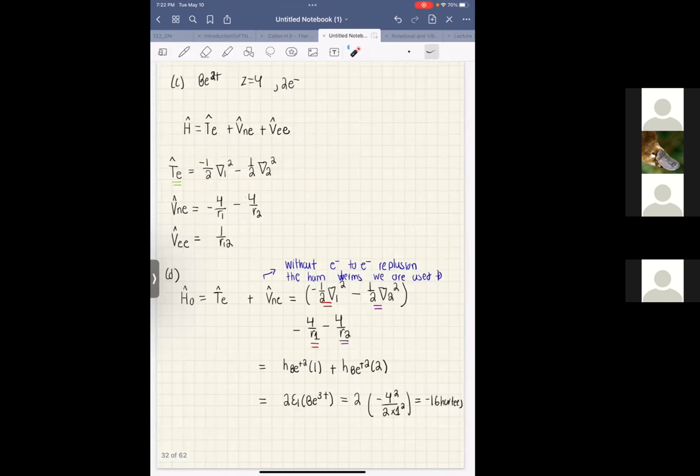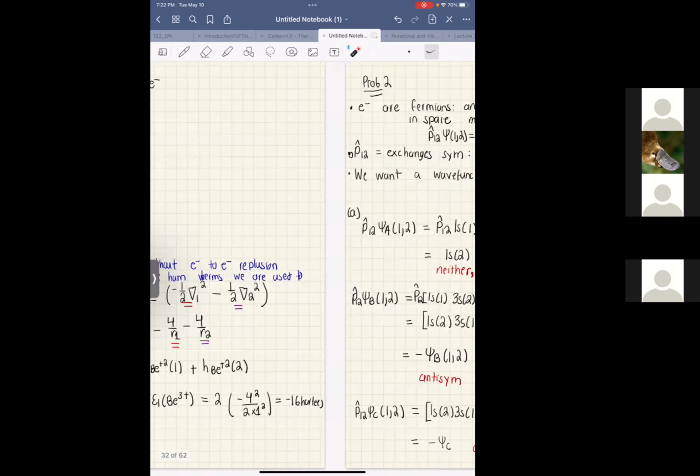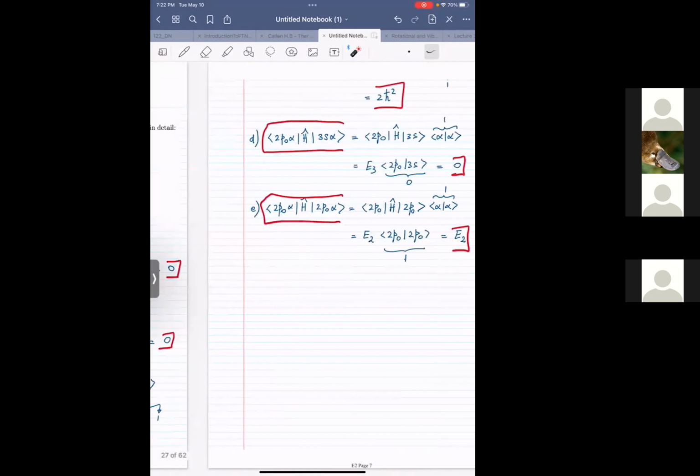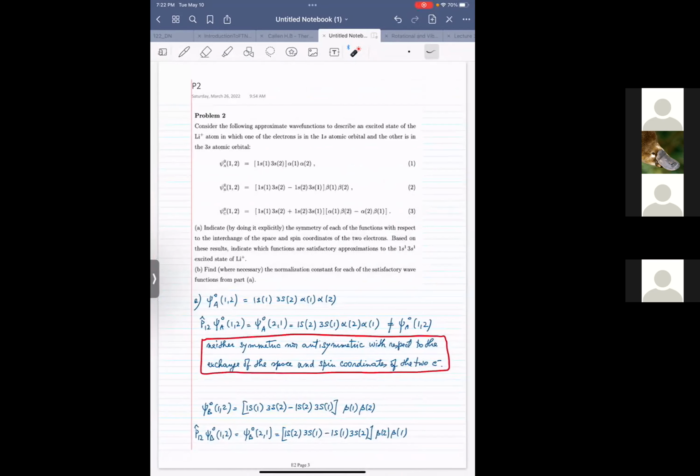Okay, so next part. Consider an atomic wave function describing an excited state of lithium in which two electrons are in a 1s atomic orbital and the other is in a 3s atomic orbital. Indicate the symmetry of each wave function with respect to the interchange of the space of the 2 electrons. Based on these results, indicate which function is a satisfactory approximation to the 1s1 3s1 excited states of lithium plus.